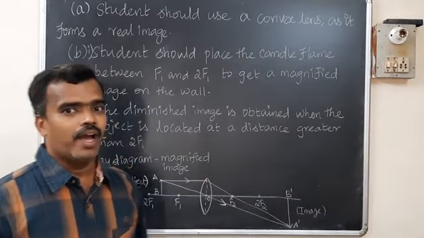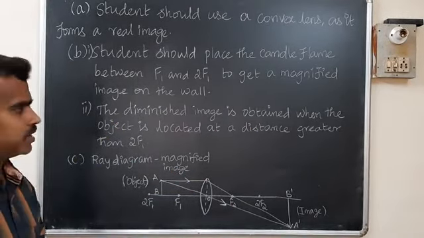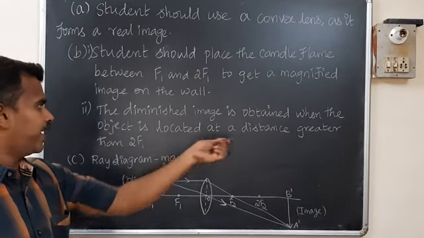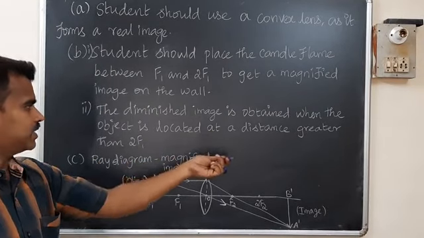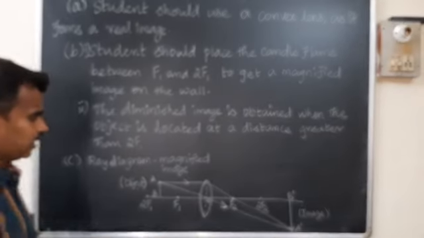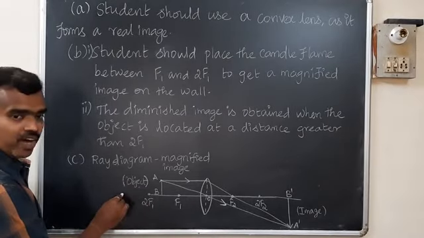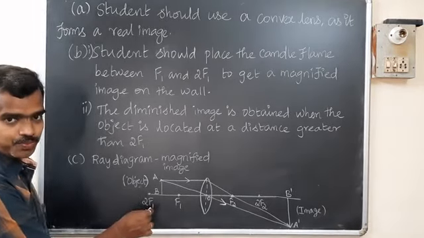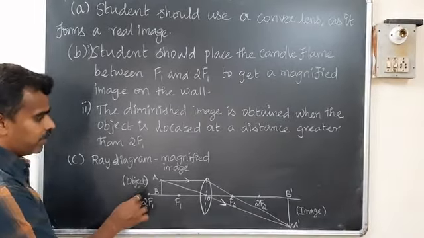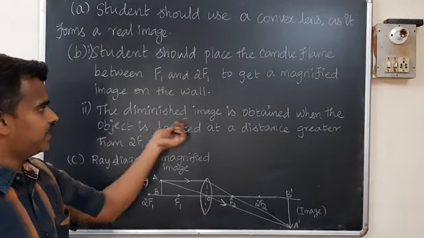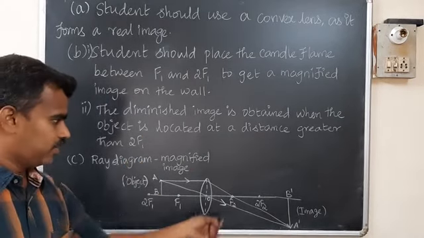Therefore, we can say that it is magnified. And when should it be diminished? The diminished image is obtained when the object is located at a distance greater than 2f. That means the object should be located on the left side of 2F1 of this lens. At that time, we will get a diminished image on the wall.